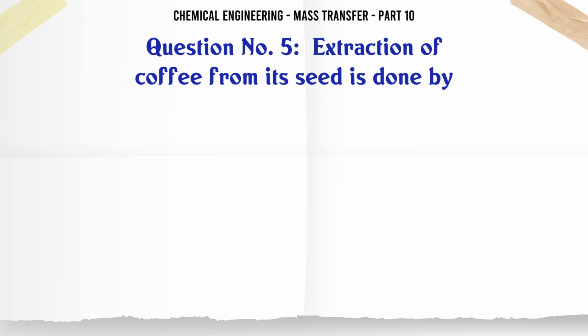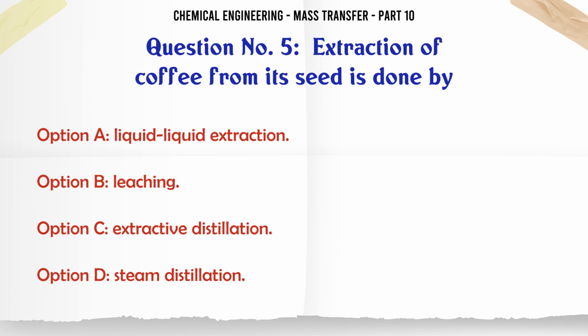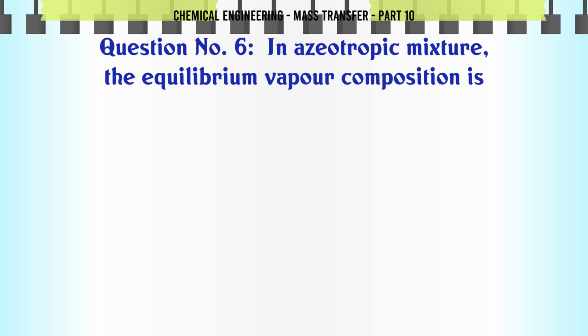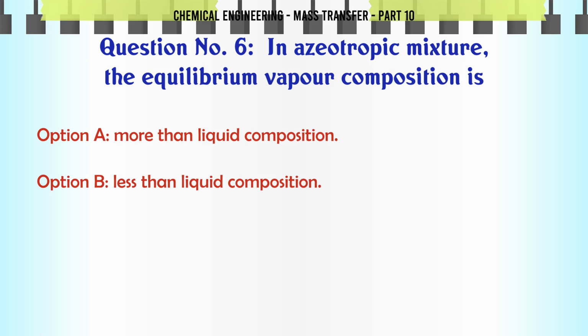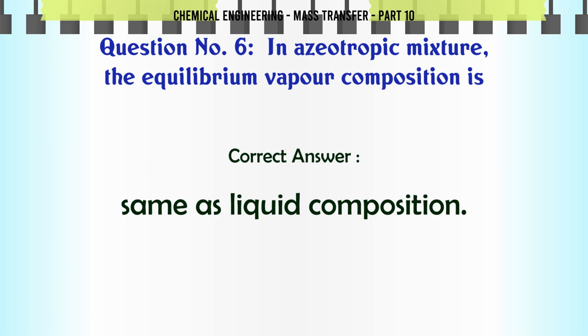Extraction of coffee from its seed is done by A. liquid extraction, B. leaching, C. extractive distillation, D. steam distillation. The correct answer is leaching. In azeotropic mixture, the equilibrium vapor composition is A. more than liquid composition, B. less than liquid composition, C. same as liquid composition, D. independent of pressure. The correct answer is same as liquid composition.